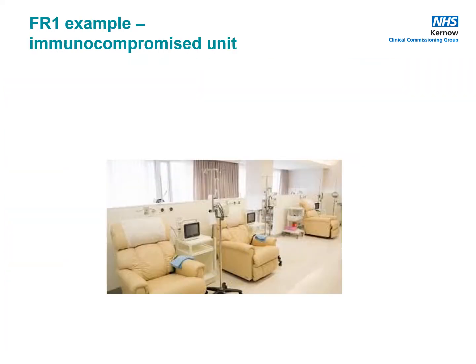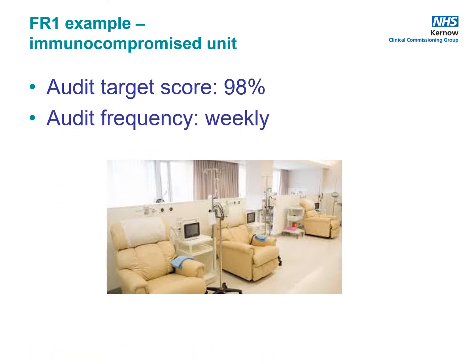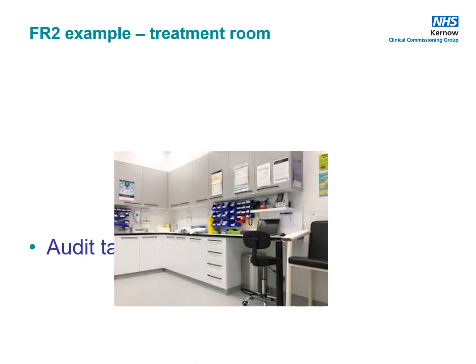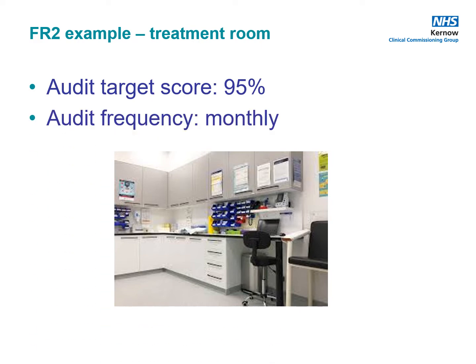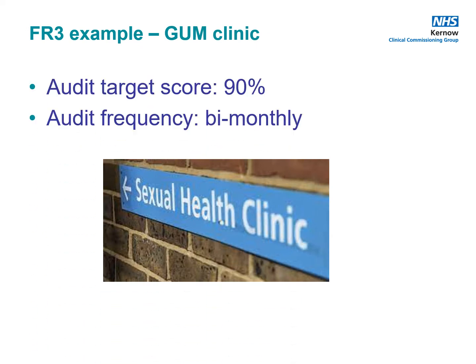The following slides are some examples of some functional risk categories. This slide is an example of a functional risk 1 category, an immunocompromised unit. This slide is an example of a functional risk 2 category, a treatment room. An example of a functional risk 3 category, a glum clinic.